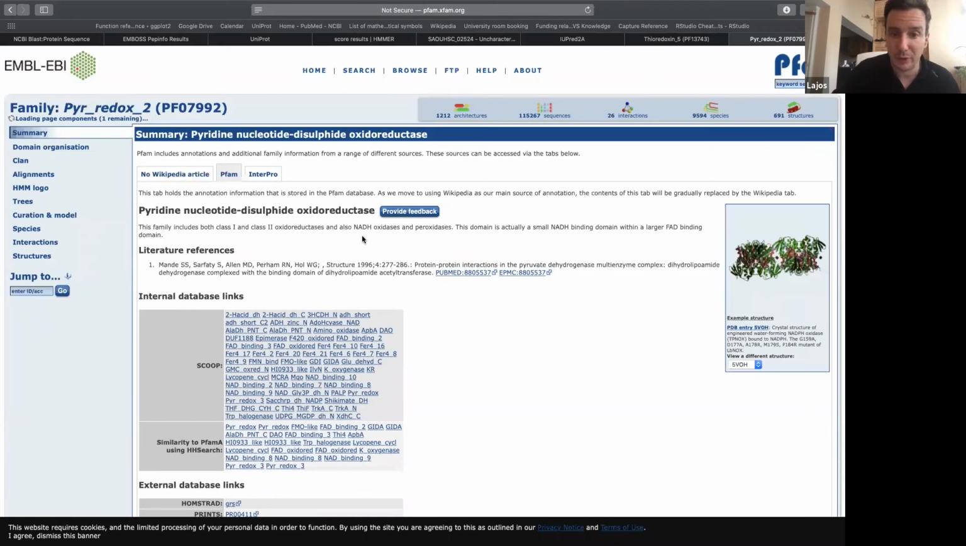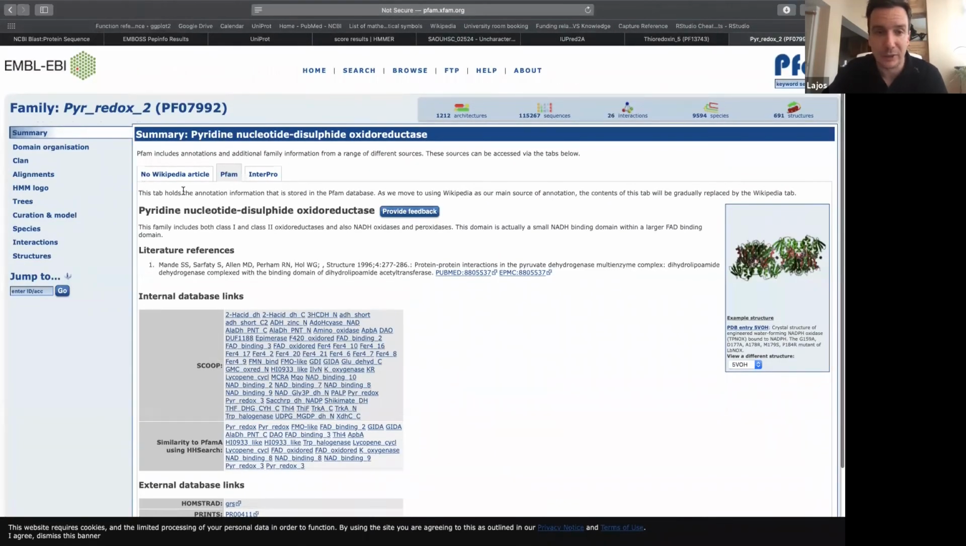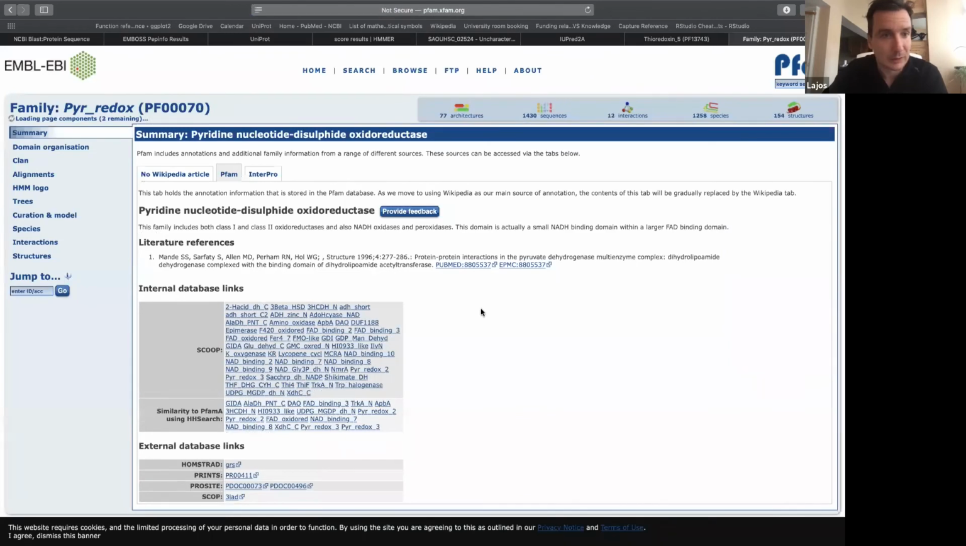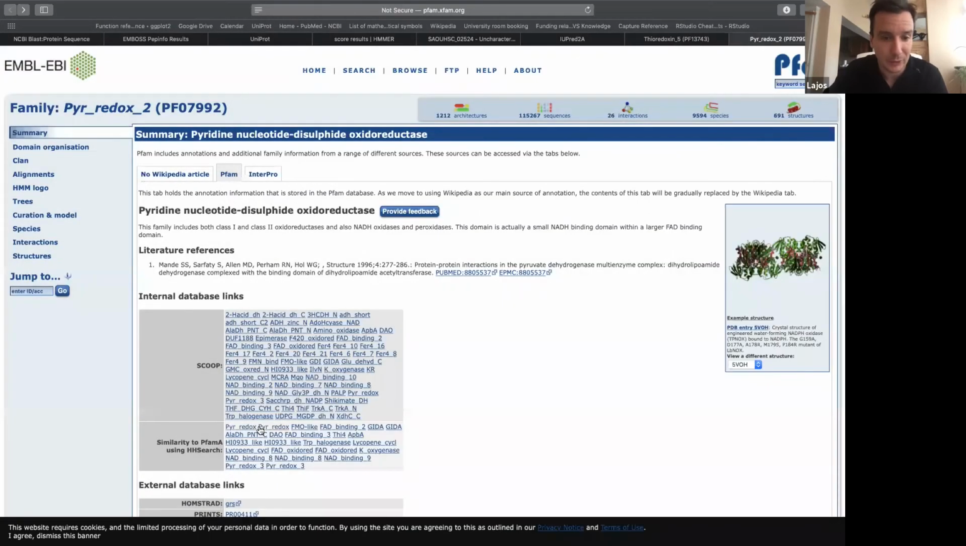So even if you don't see too much information here, there is some information, of course. Maybe not exactly what you want to see, but again, if you find that one, which was the same name but without the 2, the Pyr_redox, there isn't much more, but there is some literature here, not really too much.